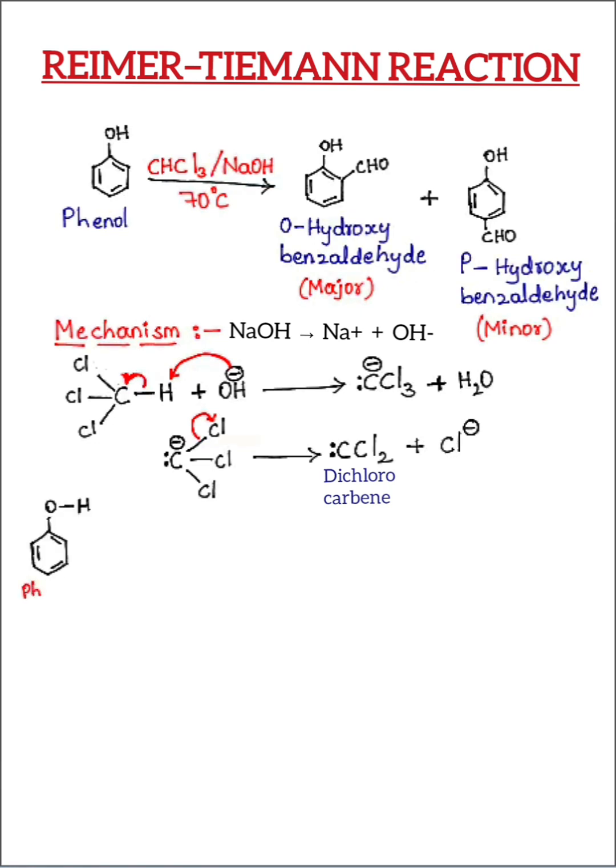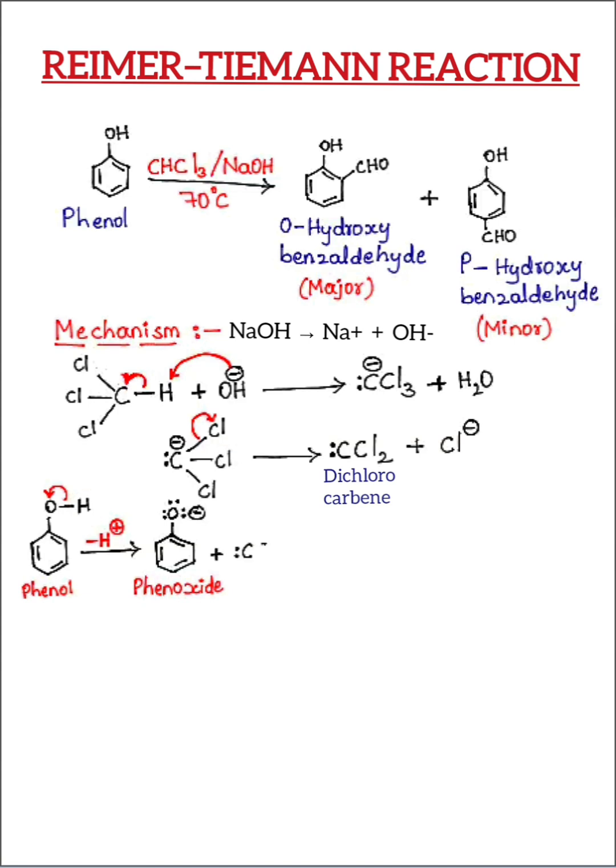So now I will take one phenol. From this phenol I will remove a proton. If I shift the bond between this oxygen and hydrogen towards the oxygen, then oxygen gets a negative charge and hydrogen gets a positive charge. So hydrogen is coming out, that is H plus is coming out, and oxygen is getting a negative charge. So this is called phenoxide. After removal of a proton from the phenol, that is called phenoxide.